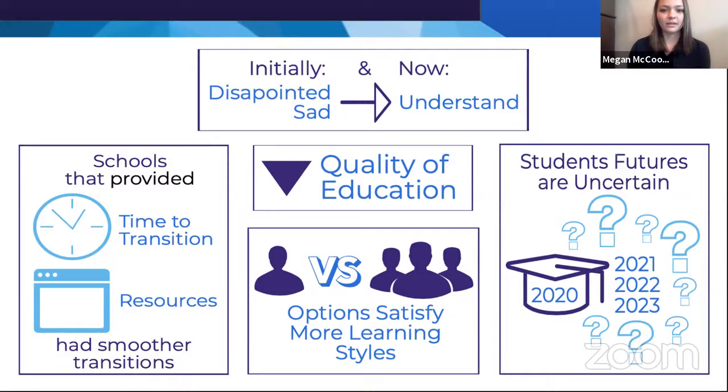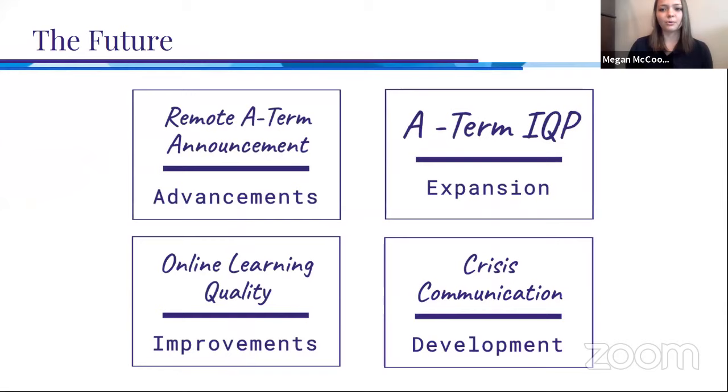We don't know exactly what is going to happen in the future, but our results are very beneficial for what may come. It is undetermined whether a term will be on campus or remote, so our results can be utilized to receive a more positive response from the student body and improve online learning quality. If a term's IQPs are to be conducted remotely, they may also choose to expand on our results and dive deeper into many different areas. Crisis communication can be further developed and improved based on a result of how students were affected and responded to the announcements and decisions that were made during this pandemic in case of another future crisis.